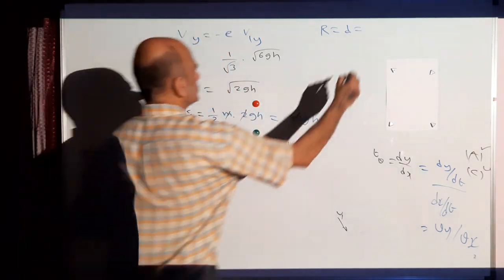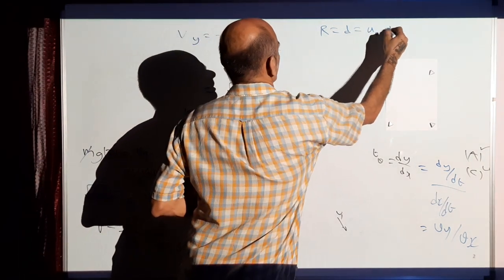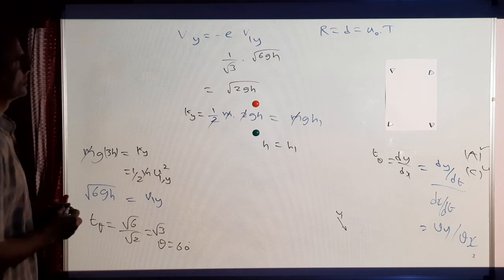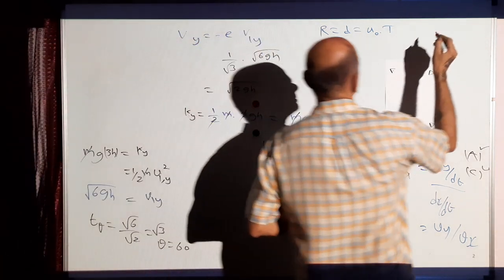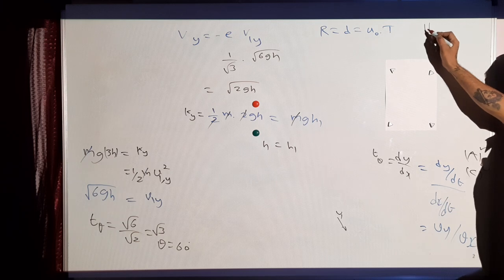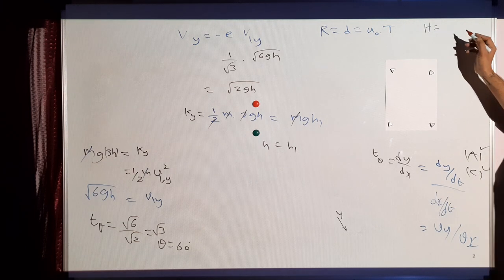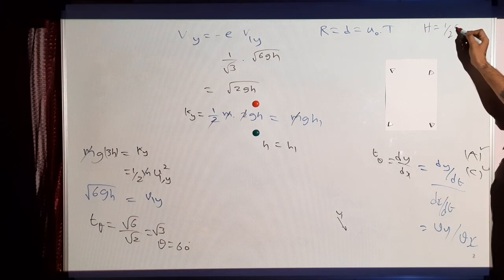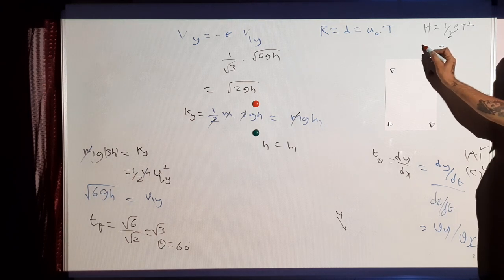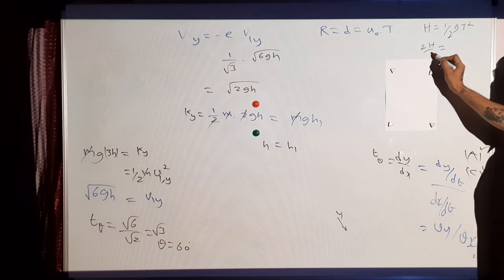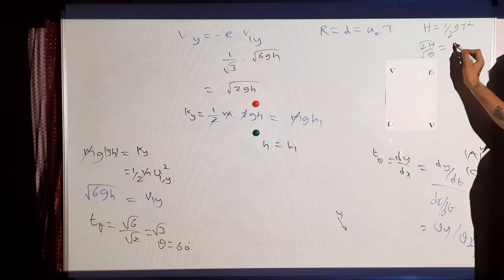is the horizontal component velocity, which is u naught, into the flight time. Flight time we can get from the vertical motion: s equal to ut plus half g t square, s is h, u is 0, so s equals half g t square. So the flight time is square root of 2h by g.